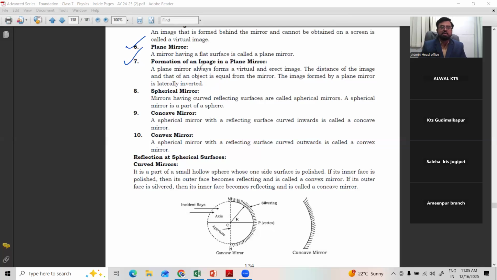So, formation of an image in a plain mirror. A plain mirror always forms a virtual and erect image. What is erect? Virtual, I told you, cannot be caught. We cannot catch our own image. Erect means straight. If you are standing like this, same like this only, you can see. It's not inverted. Right? So, the distance of the image and the distance of the object are equal from the mirror. Suppose you are standing 1 meter from the mirror. The image is also 1 meter away from the mirror only. If you come close, your image will also come close. If you go back, the image also goes back. If you want, go and check at home.